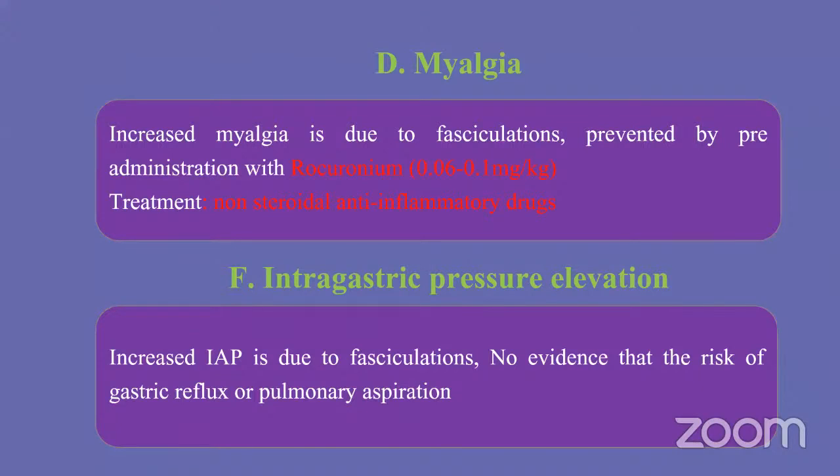So what about intragastric pressure elevation? Increased intra-abdominal pressure and intragastric pressure is due to fasciculation. There is no evidence of increased risk of gastric reflux or pulmonary aspiration.